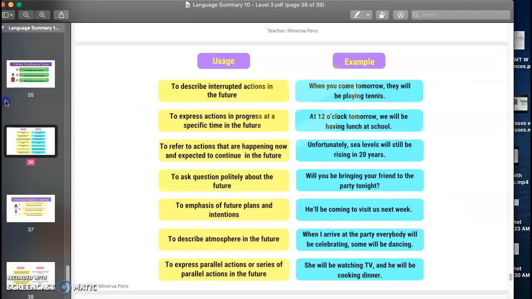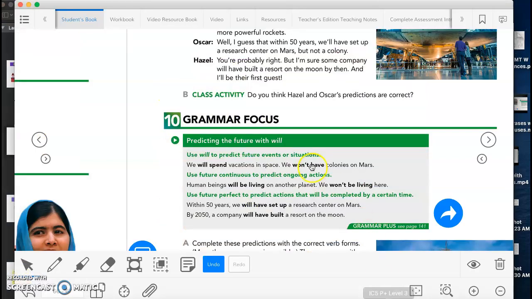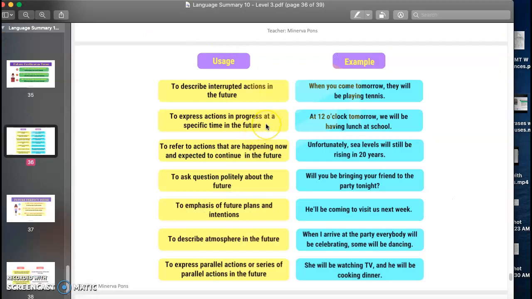We can use the future continuous in different ways. You can use it to describe interrupted actions in the future. When you come tomorrow, they will be playing tennis. So basically, this thing is going to be happening, and then this other action is going to interrupt it. Also, to express actions in progress. Basically we are using it, as you can see here in the book, to predict ongoing actions, actions in progress at a specific time in the future. At 12 o'clock, we will be having lunch at school.